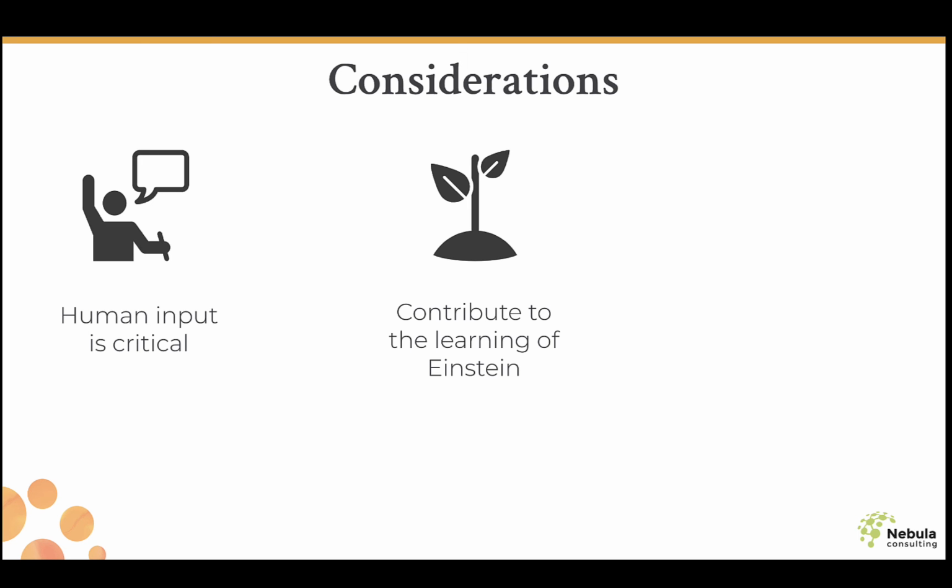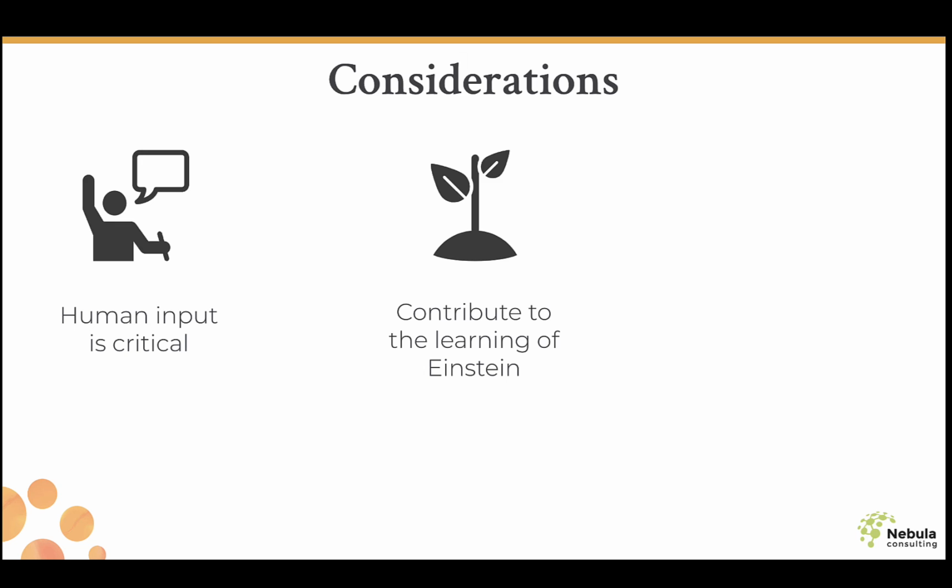The second thing is contributing to the learning of Einstein. This is a learning model after all. So you can use the thumbs up and thumbs down to feed back to Einstein what is and isn't working in the responses. So if something is too vague or irrelevant or a bad value, we can provide that feedback so that the model can improve. And remember that this feature is really new, so there might be more to come. I'm sure it'll get better over time.